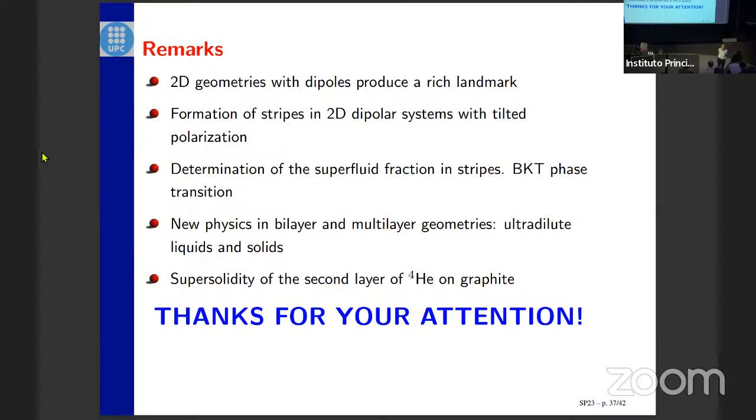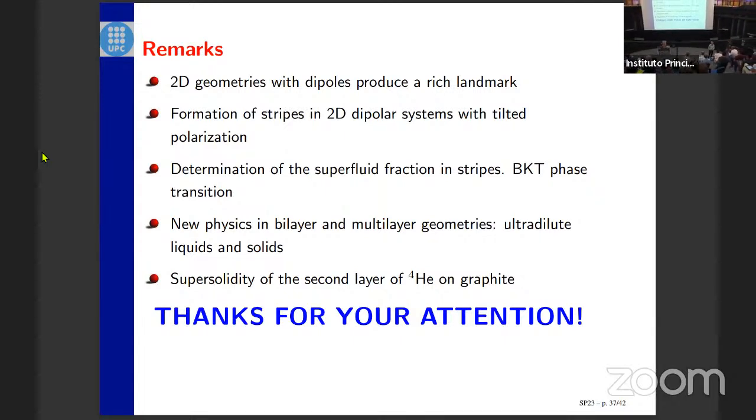Because what we scale is the total superfluid density. So we have two components of the superfluidity, along the stripes and across the stripes, but we compute the total superfluid density. What we scaled with the BKT was the total superfluid density.